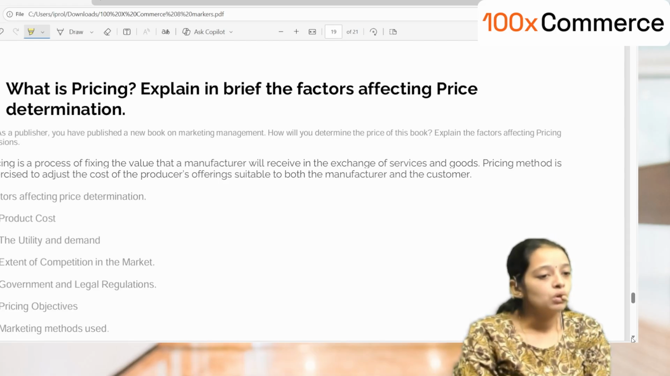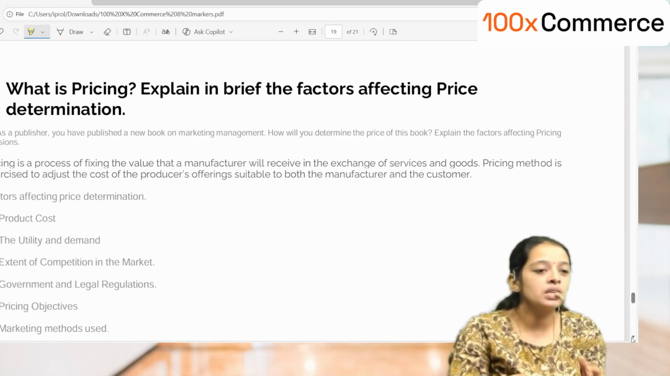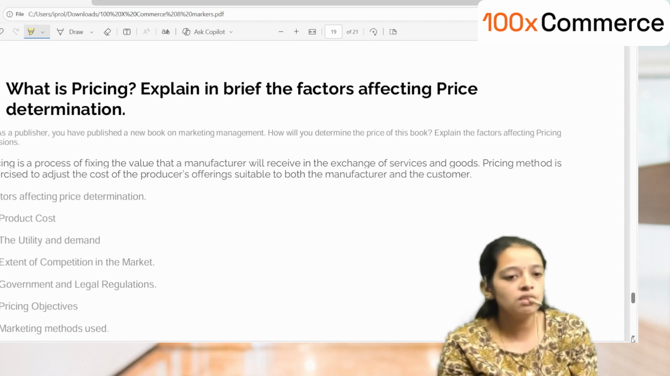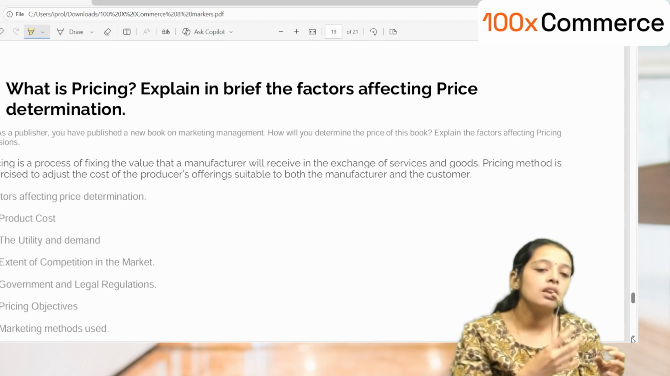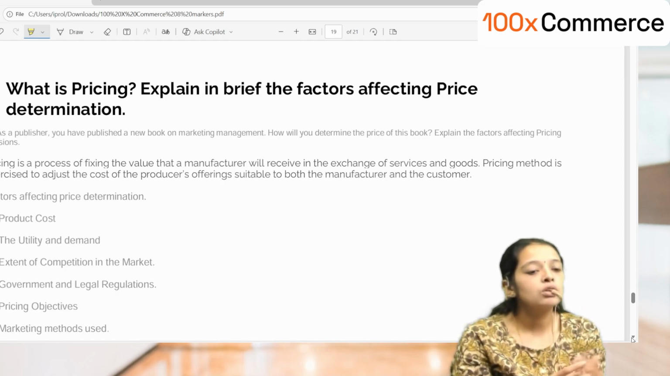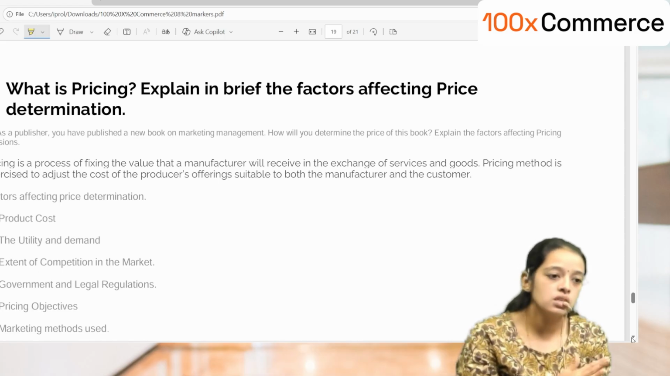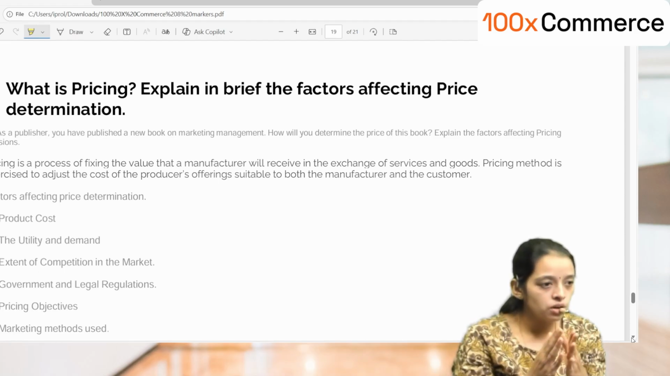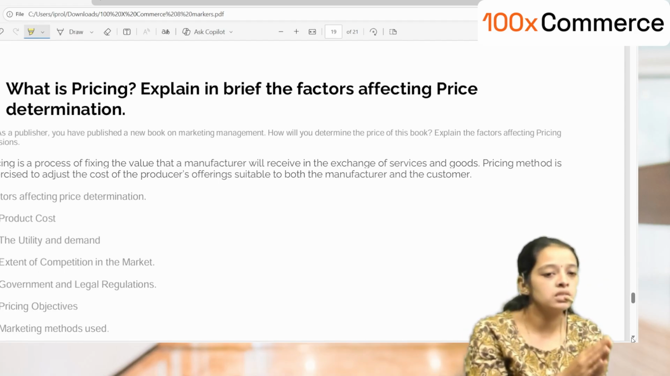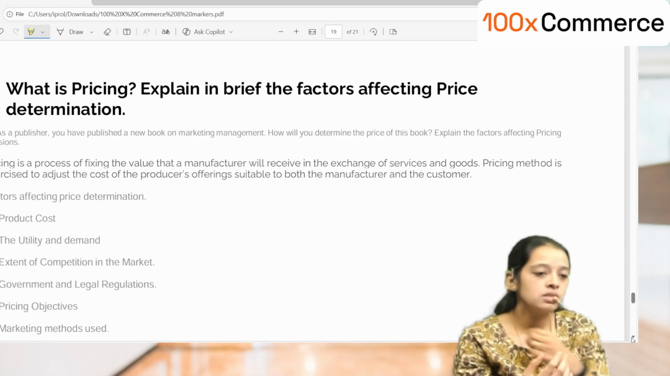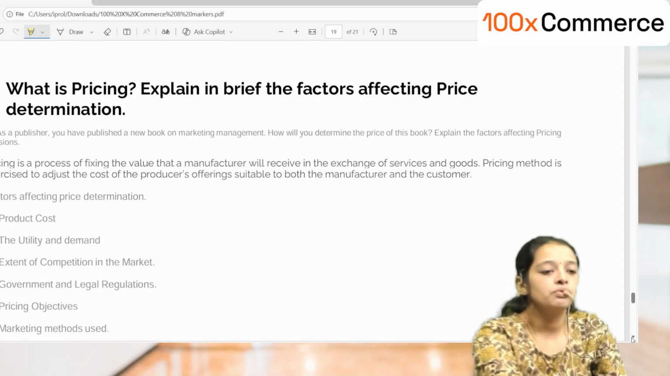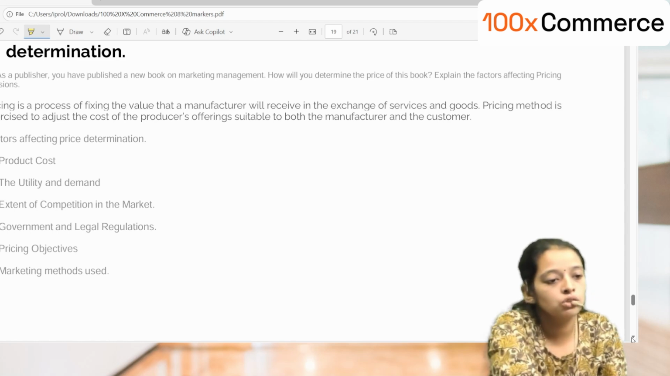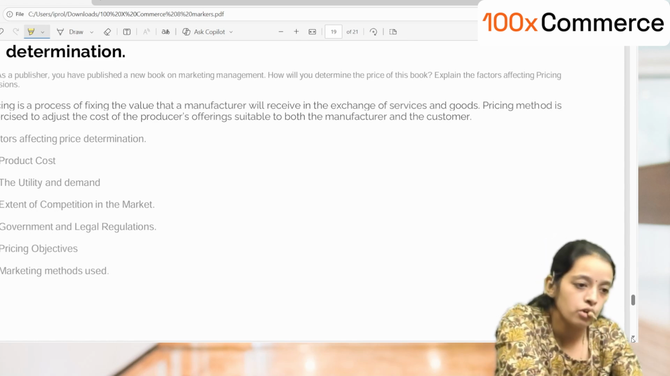So first let's understand what is this pricing. Pricing is nothing but fixing, it is the process of fixing the value that the manufacturer will receive whenever he is exchanging any good or a service. So this basically includes the manufacturer's cost, his profit margin and everything. So pricing involves the costing of the particular product along with some profit margin. So what are the factors affecting the pricing decisions? First one is product cost. How much money is incurred to produce something, that we call the product cost.